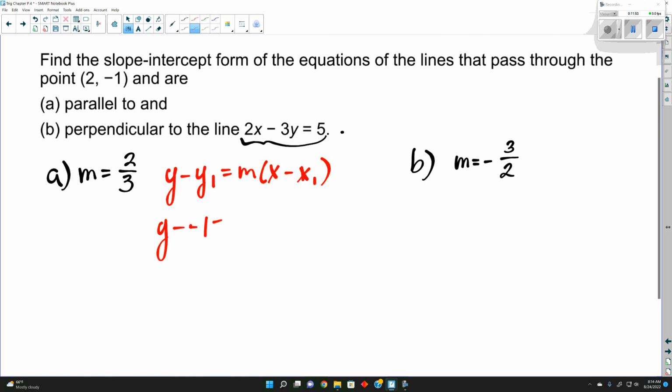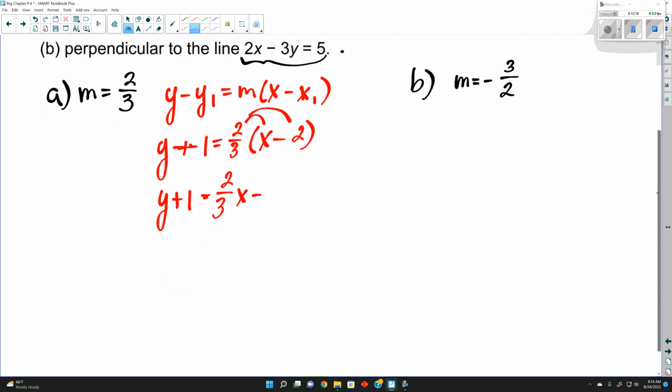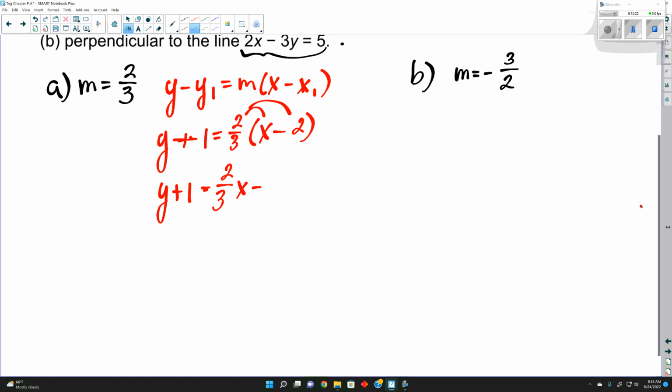Our y value is -1. The slope is 2/3, and the x value is 2. Now a negative and a negative over here make a plus. Now we do need to distribute the 2/3. 2/3 times x is minus 2/3 times 2, which is 4/3, because the 2 multiplies with the 2 on top, giving us 4/3.